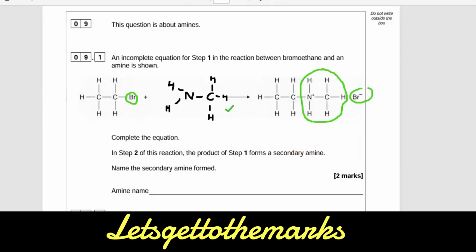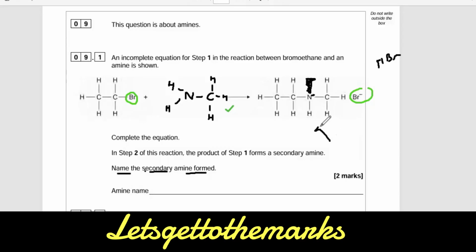Step 2 of this reaction, the product of step 1 forms a secondary amine. Name the secondary amine. So what happens? If we look at the nitrogen atom on our product here, it's got a positive sign on it. It's not an amine, it's like an ammonium right there. So this hydrogen is going to donate its pair of electrons from its bond to the nitrogen, and that H+ ion is going to go on and join the bromide ion and become HBr. What I need to do is just redraw that minus one hydrogen and name it. Now I can't be bothered to redraw it, so I'm just going to scribble it out.